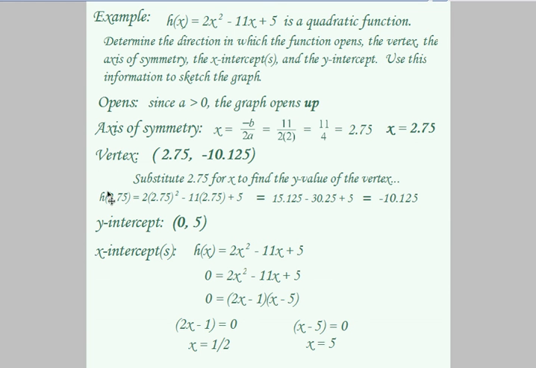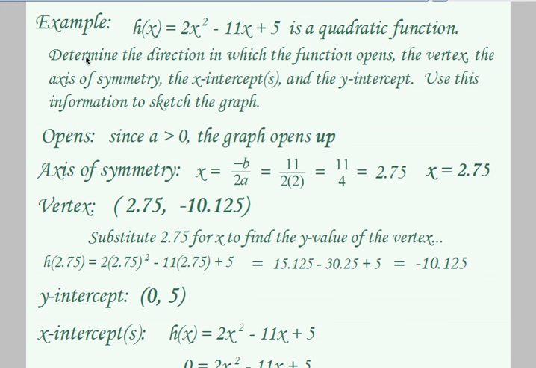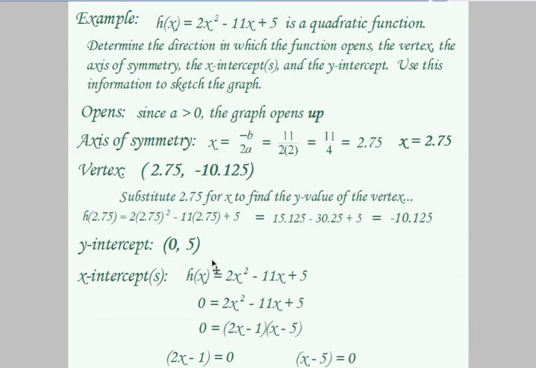And of course, to solve for x, I set each factor equal to 0 separately, and I get x is 1/2 and x equals 5. Those are the values I can use to find my x-intercepts. My x-intercepts then are going to be (1/2, 0) and (5, 0).